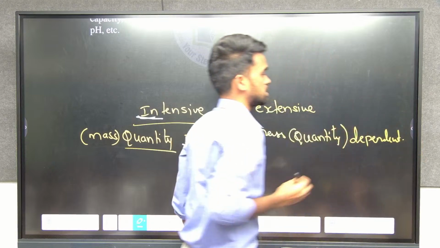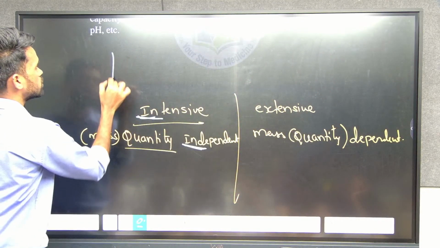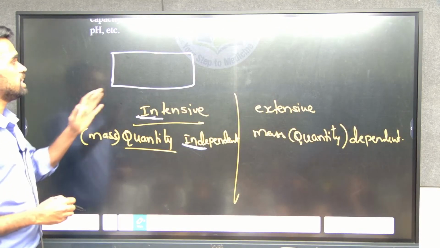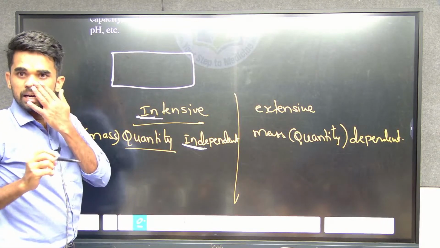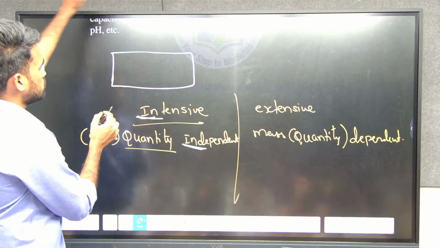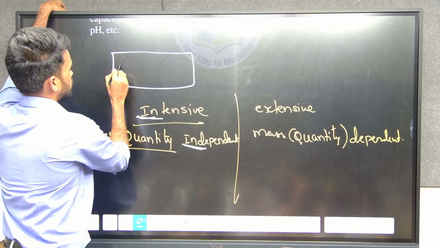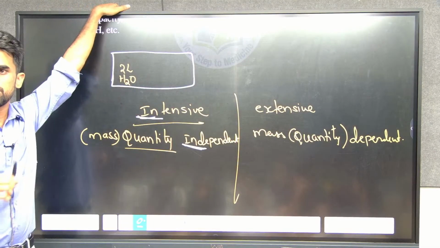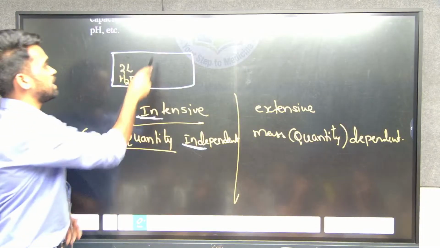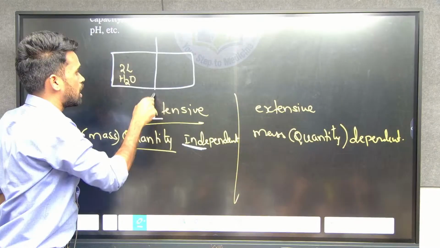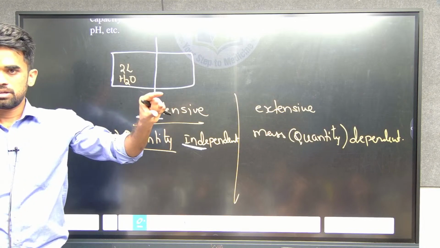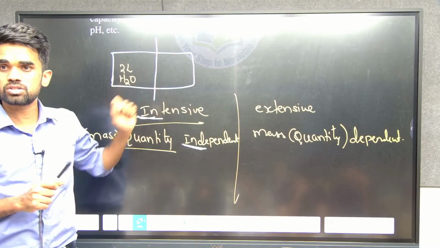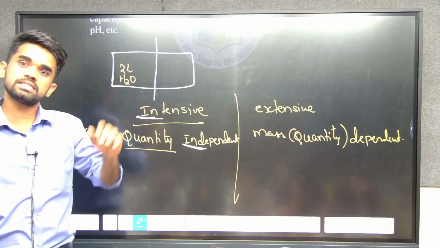So how can you understand these? For example, I have a box. In this box, some matter is there. Let us say 2 liters of water is there in this box. Now if I divide this box into 2 equal halves, I am separating that box into 2 equal halves. Is there any change in the temperature from box 1 to box 2, or will they be the same as before?